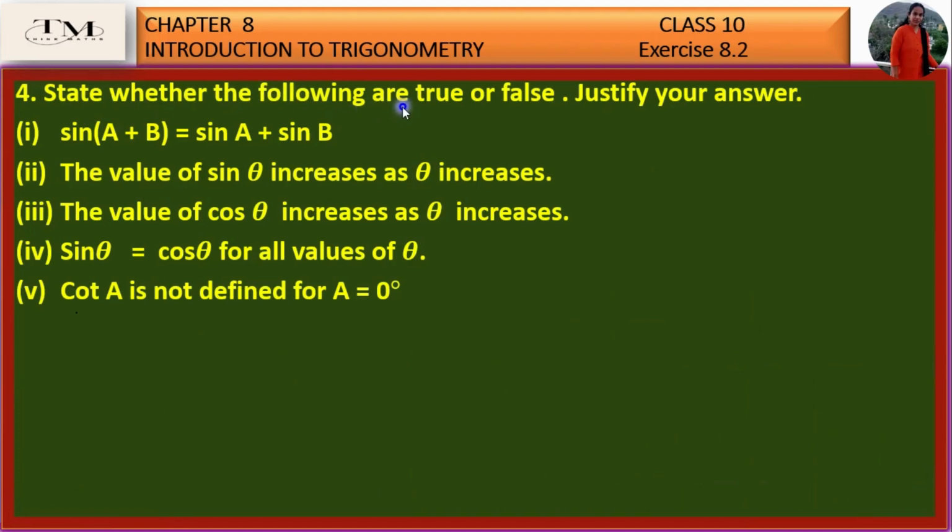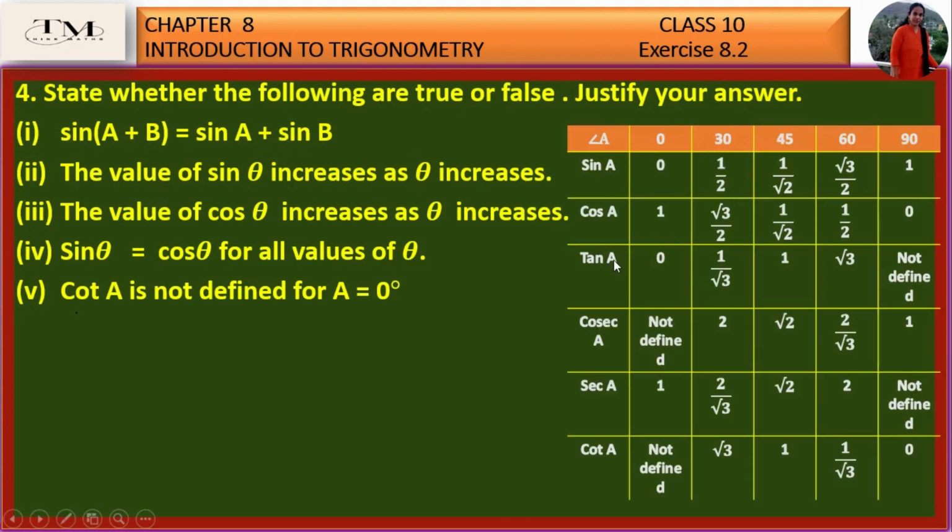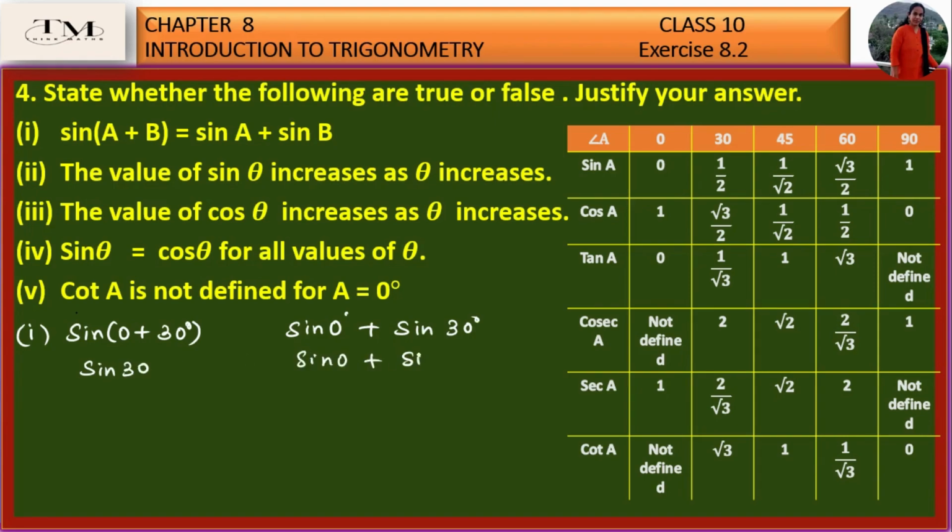State whether the following are true or false. Justify your answer. So sin(A plus B) is equal to sin A plus sin B. Let us check this with the table we know. We have to take some values. First let us take 0 and 30. For the first part, I am taking A as 0 and B as 30. So it should be equal to sin 0 plus sin 30. Sin(0 plus 30) is sin 30. So here we have sin 0 plus sin 30.